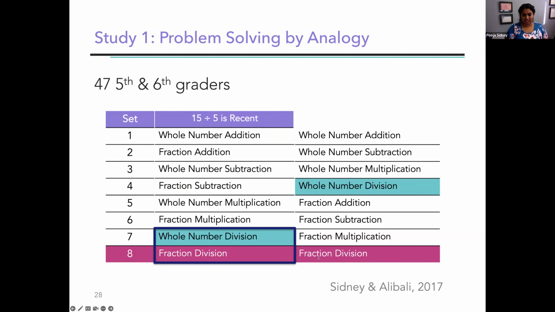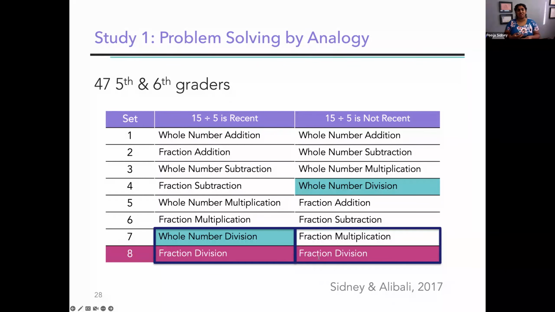So in this condition, the most recently activated knowledge was actually fraction multiplication. And fraction multiplication, again, is related to division, but they don't have exactly the same underlying structure, and you don't need the exact same strategies for those. And you can see we still had kids practice with whole number division, but it was several minutes earlier with a lot of intervening problems.